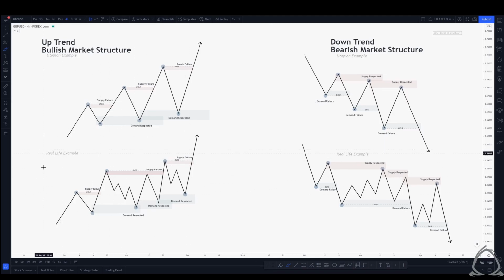Now, again, we'll look at this real life example because this is more of the textbook example of market structure. But similarly, what we can see is we have a supply zone that's created. We put in our higher low. Price breaks to the upside, breaking the previous higher high, which creates a supply zone failure. We get our complex pullback.